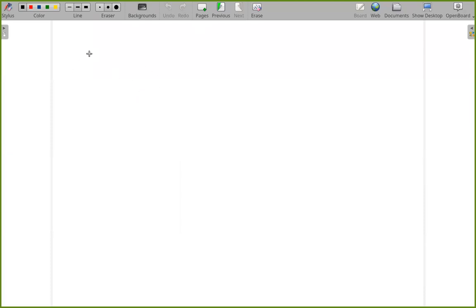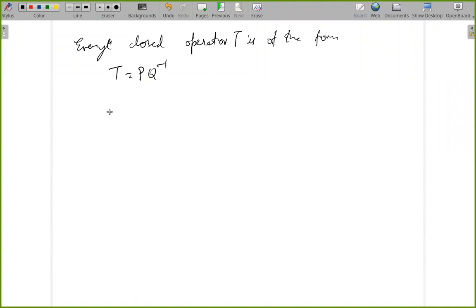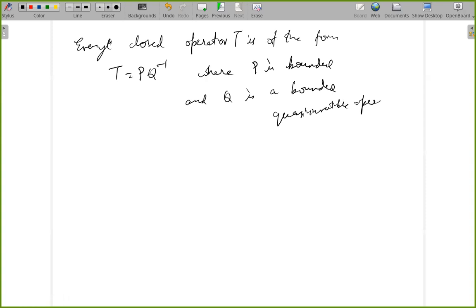I will not be proving this fact. Let me just state it: every closed operator is of this form. In fact, the paper I shared this morning on operator ranges, and maybe not just that paper, but in general, you can figure out from the literature that this is true: every closed operator, let's call it T, is of the form T equals PQ inverse, where P is bounded and Q is a bounded quasi-invertible operator. So essentially think of it as a fraction.